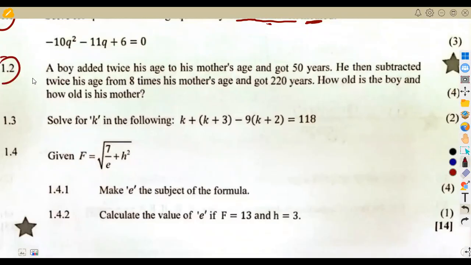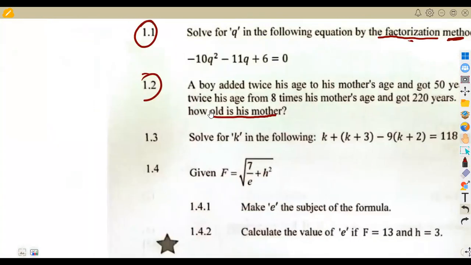A boy added twice his age to his mother's age and got 50 years. He then subtracted twice his age from 8 times his mother's age and got 220 years. How old is the boy? And how old is his mother? There are 2 questions here, so we need the 2 ages.